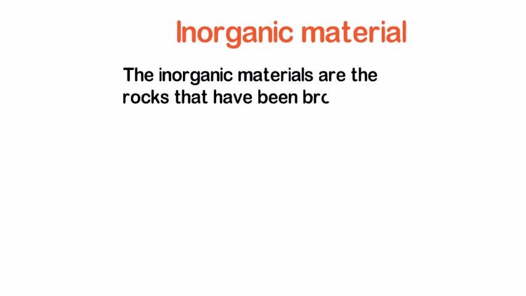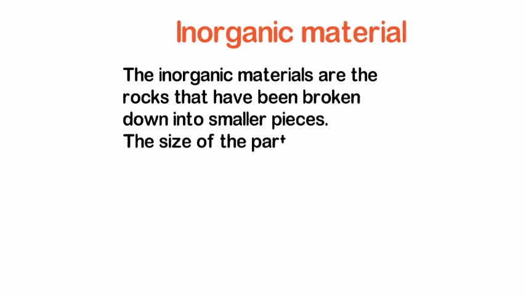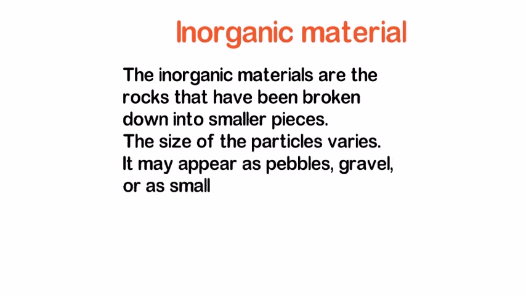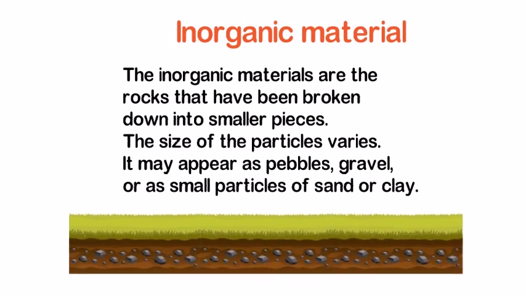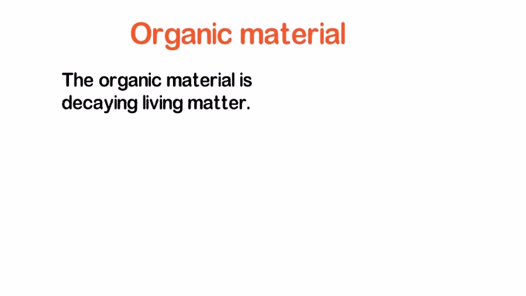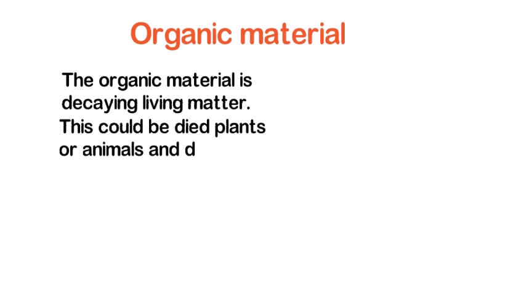Inorganic material. The inorganic materials are the rocks that have been broken down into smaller pieces. The size of the particles varies. It may appear as pebbles, gravel, or as small particles of sand or clay. Organic material. The organic material is decaying, living matter. This could be dead plants or animals decayed until they become part of the soil.